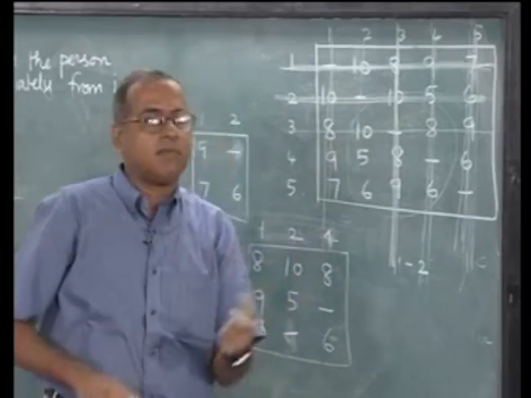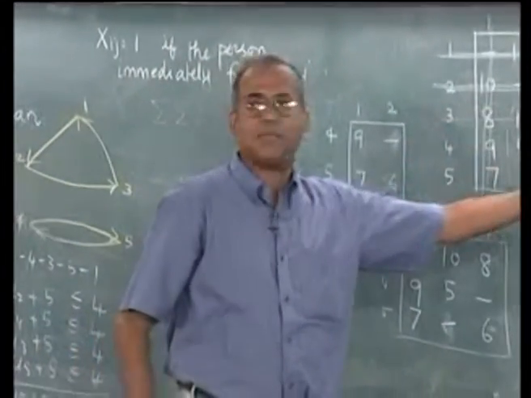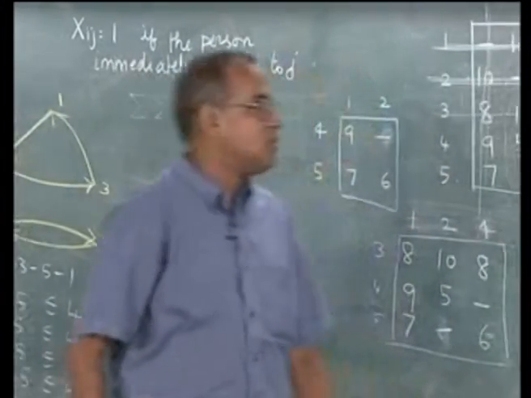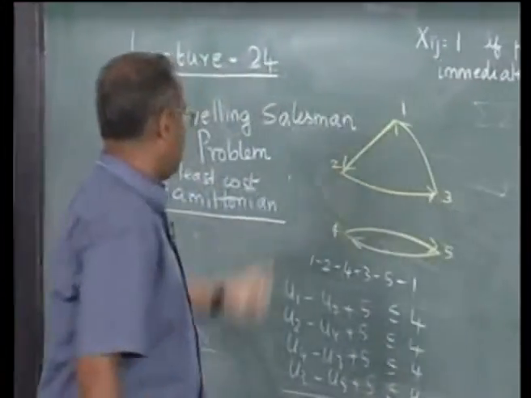So, are there branch and bound methods which are better than this branch and bound? Now, we will see a couple of more branch and bound algorithms to the travelling salesman problem in the next lecture.